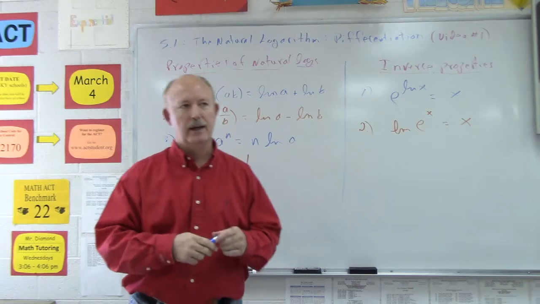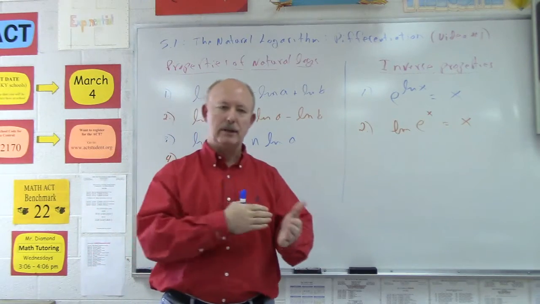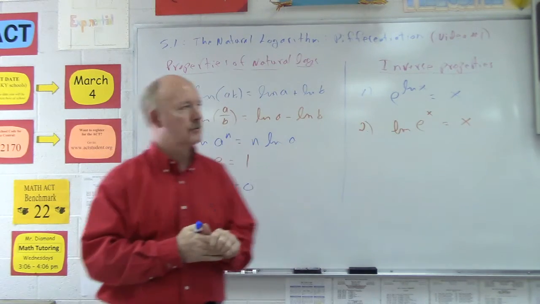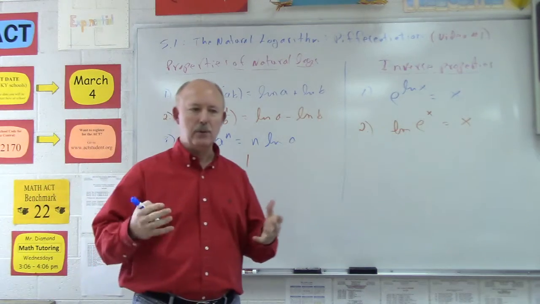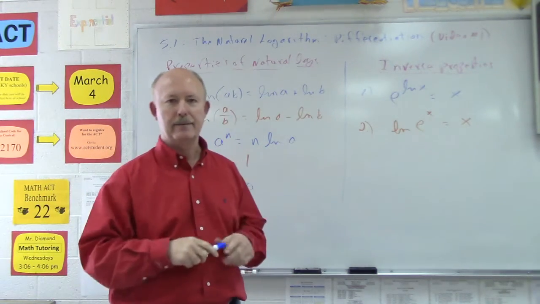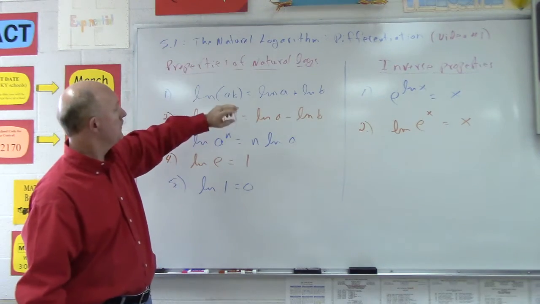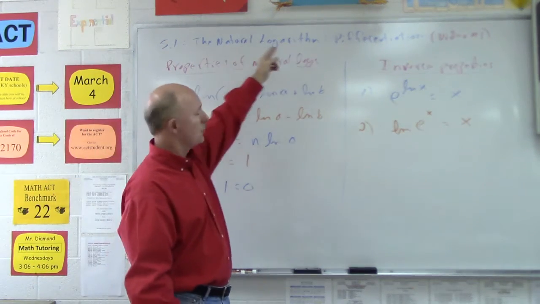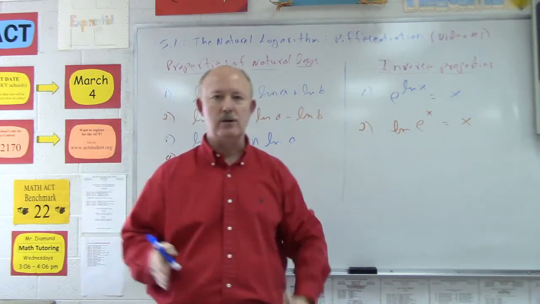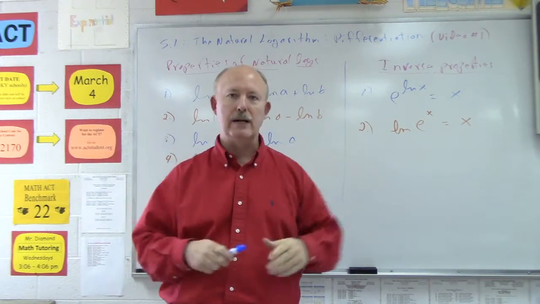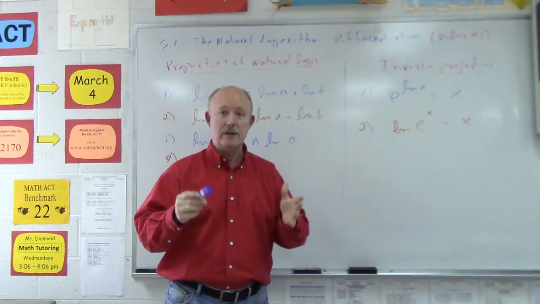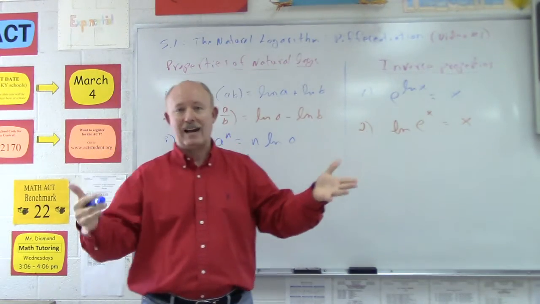We've already finished chapter 4 in our textbook, that's the fundamental theorem of calculus and integration. Today we're going to start chapter 5. This is section 5.1, and this involves the natural logarithm and differentiation. In this particular section we're going to look at how to find the derivative of the natural logarithm.